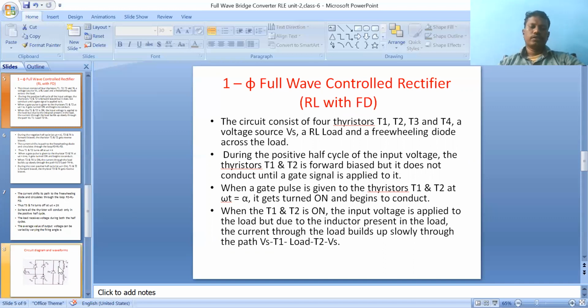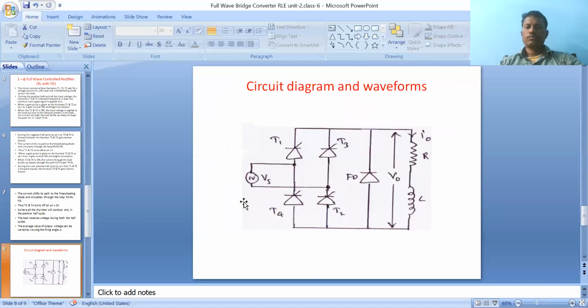So let us directly take the diagram. It is a diagram of a single phase full bridge rectifier with RL load and freewheeling diode. Clear? RL load and freewheeling diode.